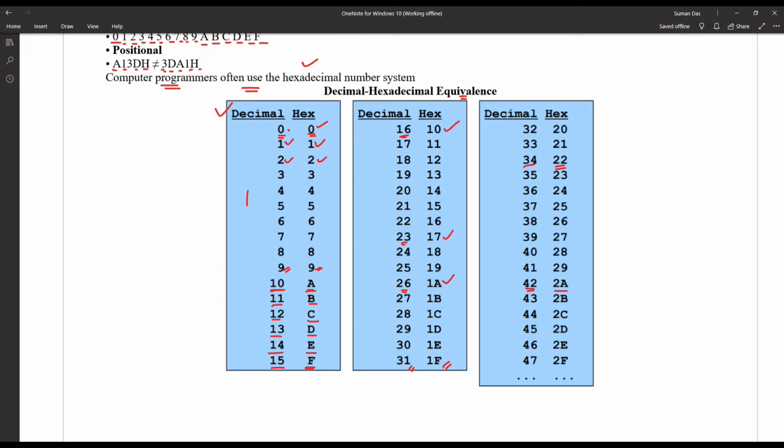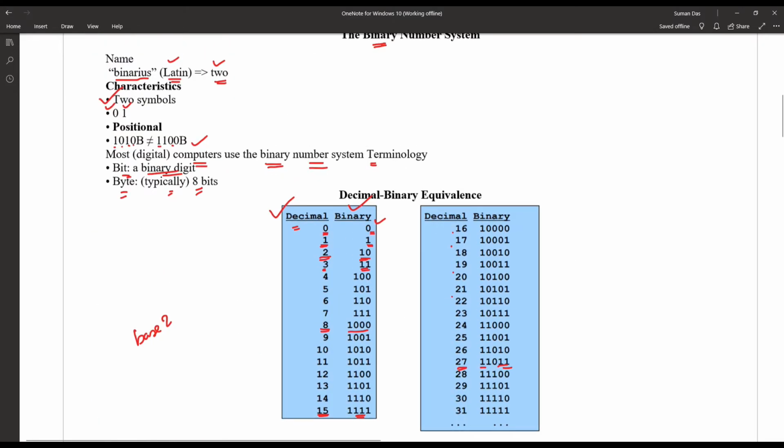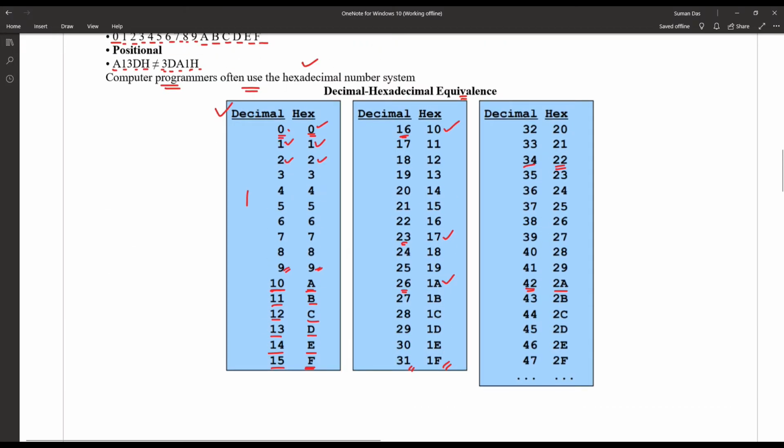Now look at the binary number system, as it has 2 symbols, 0 and 1. So those are true also for decimal and binary, but from 2 it has been changed in the decimal and binary number systems. Same as for the decimal and hexadecimal number systems, up to 9 that is the same for decimal and hexadecimal. From 10 it has been changed.